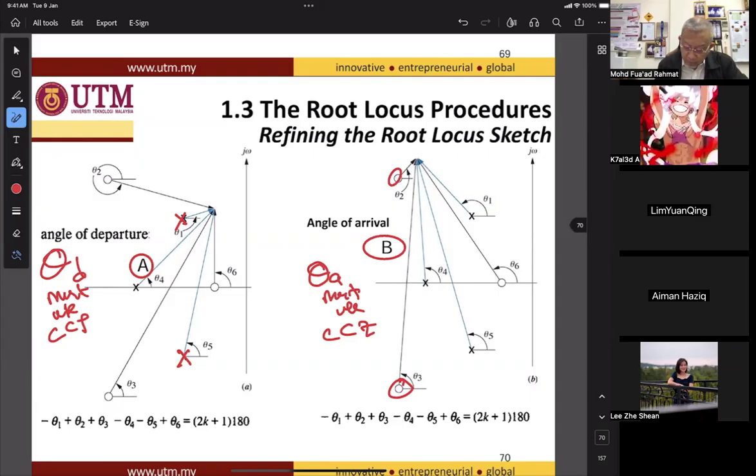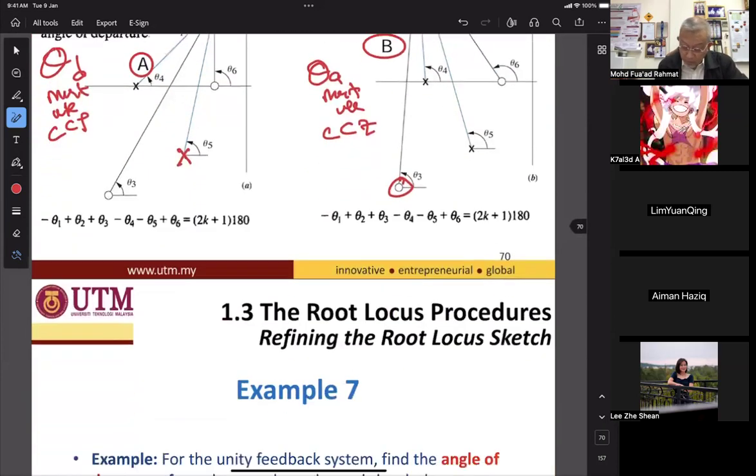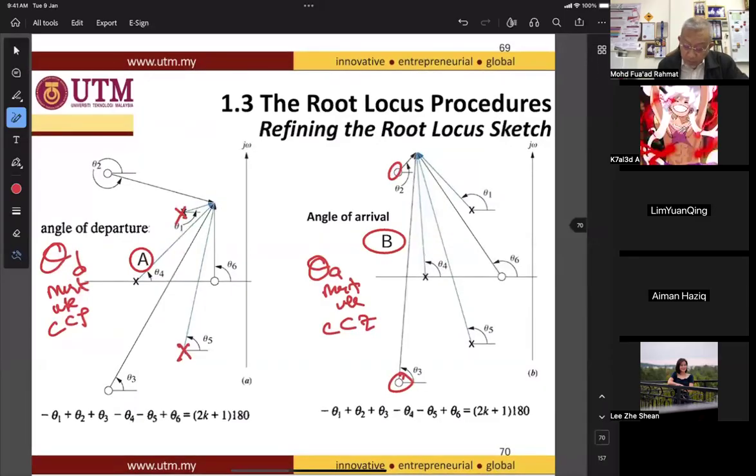Our area of concern is theta 1, the angle of departure. Theta 1, theta 2, theta 3, theta 4, theta 5, theta 6. Theta 1 is because of the poles. Theta 2 is poles as well. Theta 3 is referred to zero. Theta 4 reflects the poles. Theta 5 is poles. Theta 6 is zeros. Equal to 2k plus 1 times 180 degrees. So similar to the theta arrival as well.